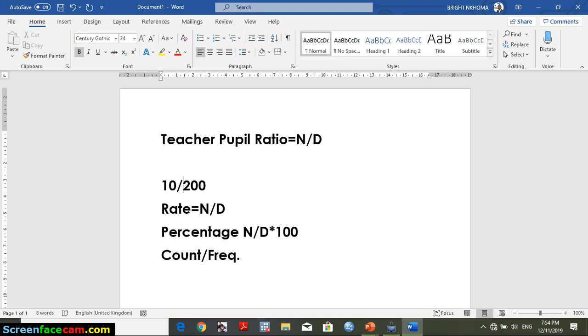It's a ratio we are doing, it's a comparison. We want to compare the number of teachers that we have against the number of pupils that we have. That's why it is teacher-pupil ratio. And we need to be very careful because we might jumble these things and use the numerator as our denominator and use the denominator as our numerator. And it becomes very complicated for you to do the interpretation.